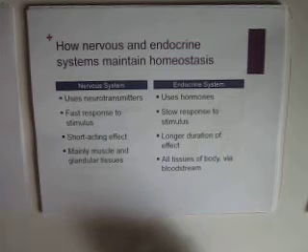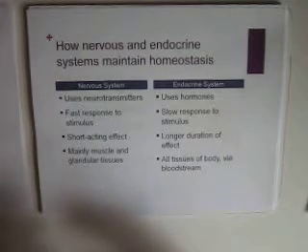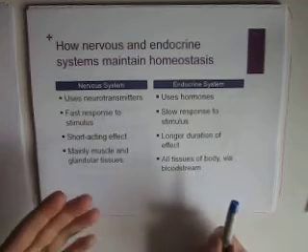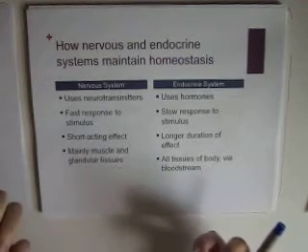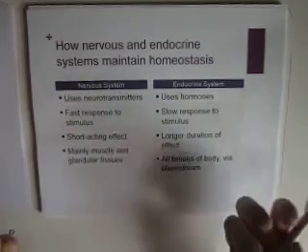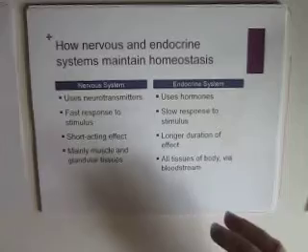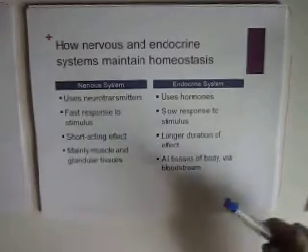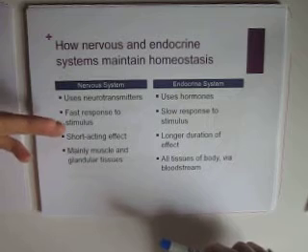So how do the nervous and the endocrine system maintain homeostasis? Both the endocrine and nervous system use chemicals to transmit their messages. One uses neurotransmitters and the other one uses hormones. Okay, and they use these chemicals in different ways. The nervous system has a fast response to stimulus.